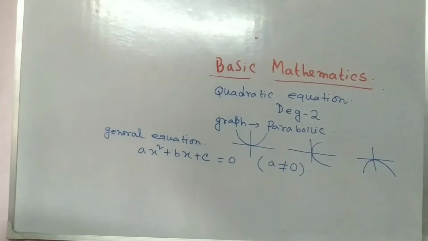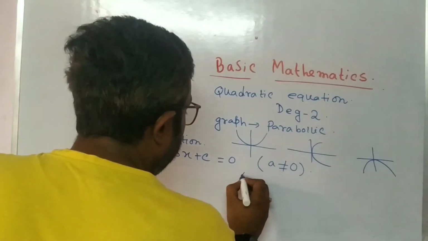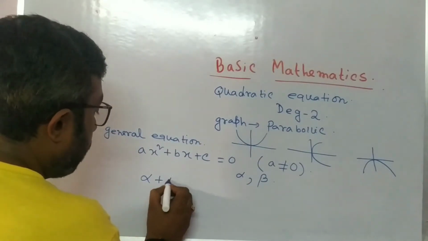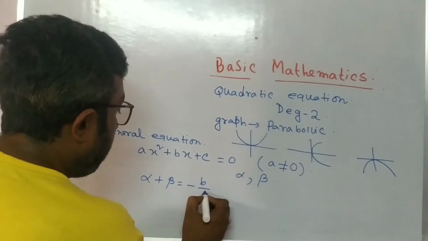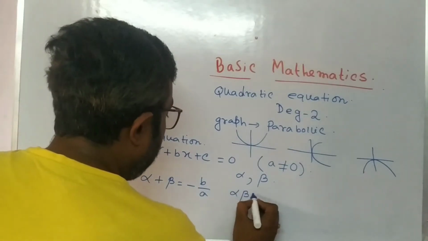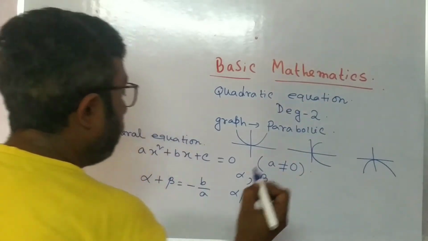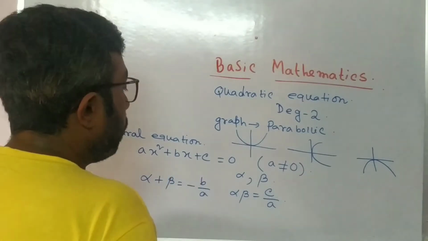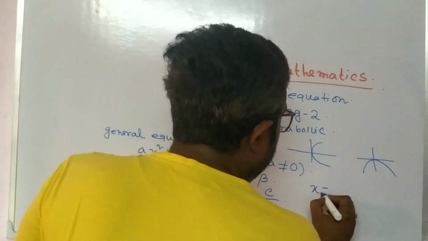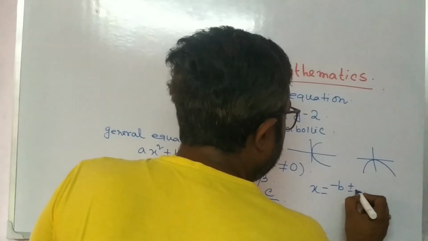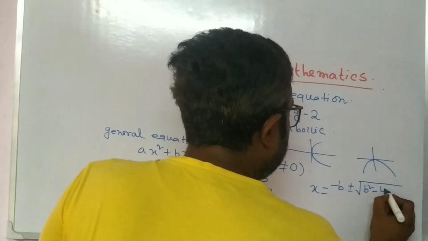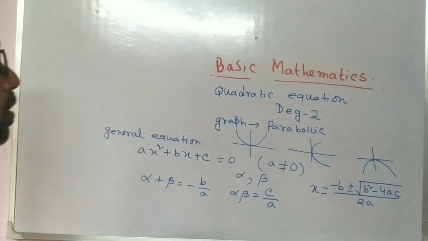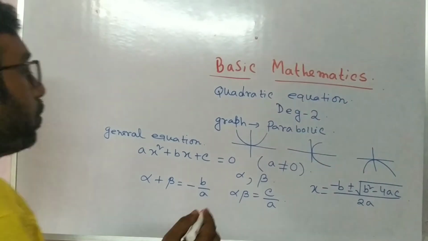Any quadratic equation has two roots. We call them alpha and beta. Alpha plus beta equal to minus b by a and alpha beta equal to c by a. Okay. If we want to find the value of x from this equation, we need to write x equal to minus b plus minus root over b square minus 4ac by 2a. This equation is called Sridhar Acharya's equation. Okay.